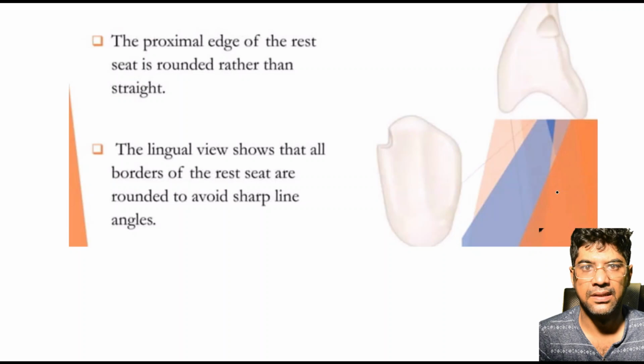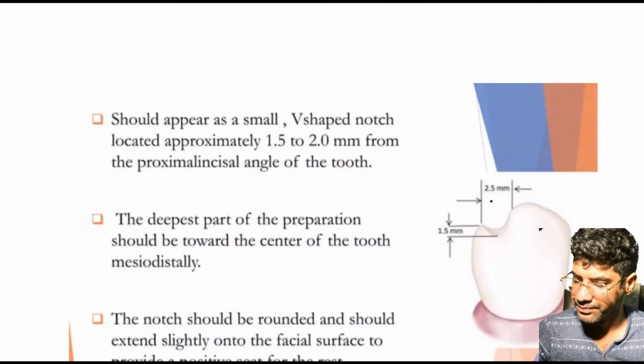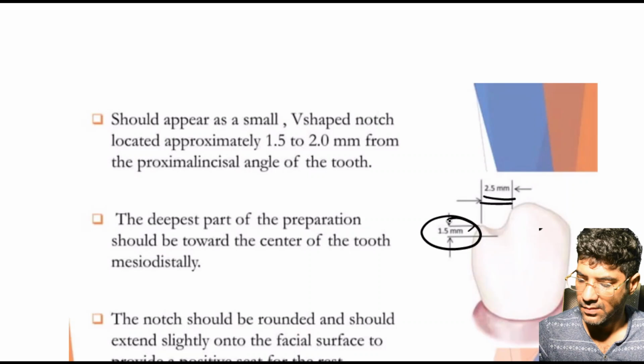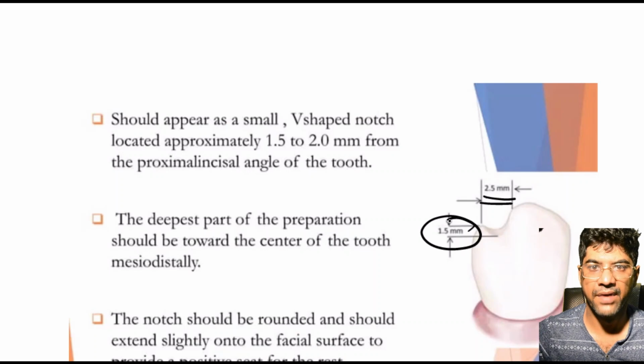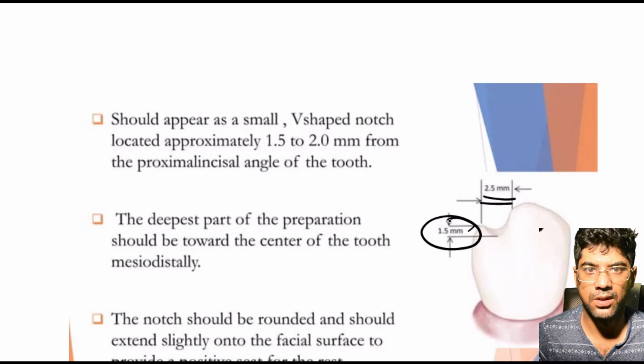So where should the incisal rest be placed and what are the preferred sites? The incisal rests are typically placed on the incisal edge of the anterior teeth, particularly on the mesio-incisal or disto-incisal angle of the tooth. If aesthetics are a concern and no clasp is to be placed, the disto-incisal angle is preferred. They are usually placed 1.5 to 2 mm away from the proximo-incisal angle of the tooth.